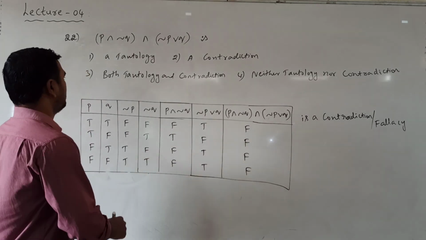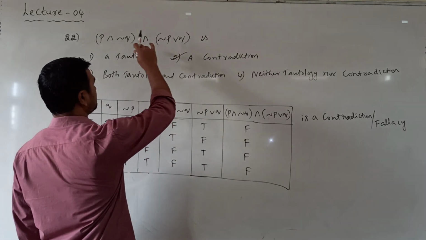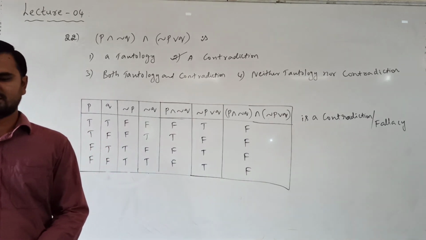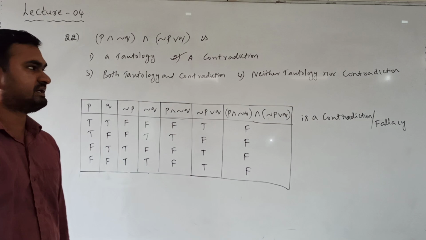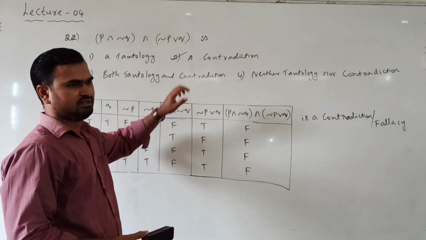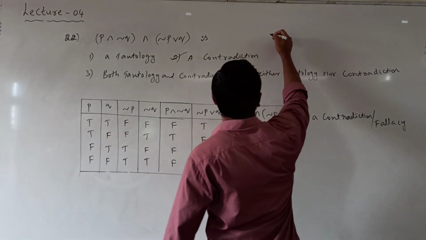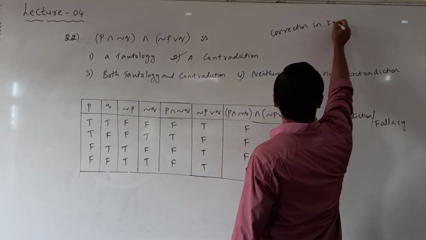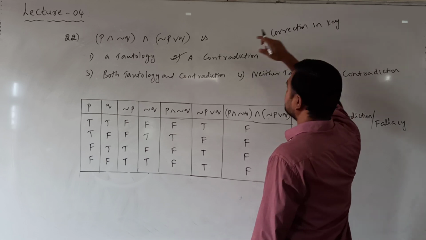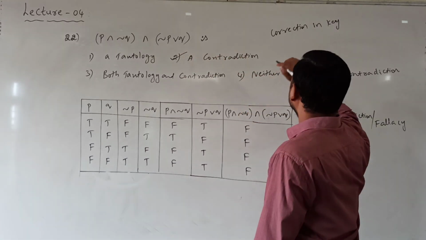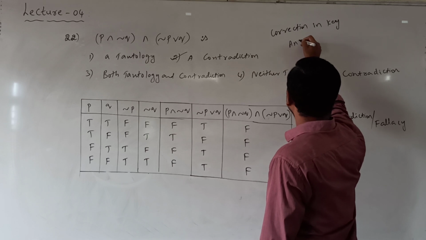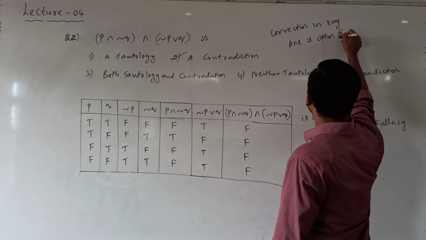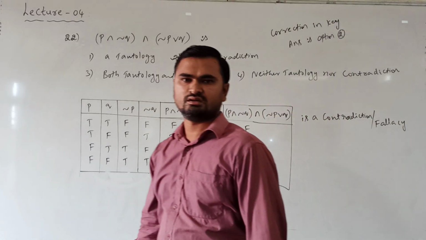So our required answer will be the second option. This proposition is a contradiction. There is a key mistake for this question, so the correct answer is the second option. Correction in the key for question number 22: the answer is option 2.